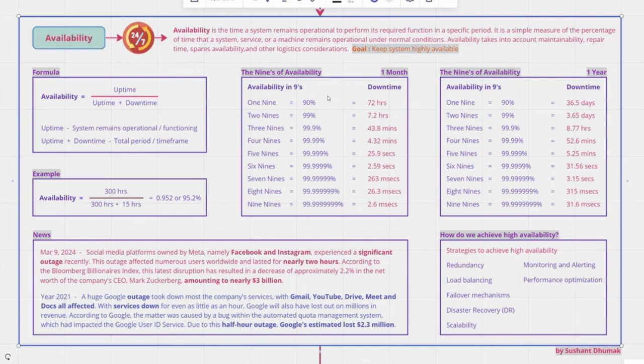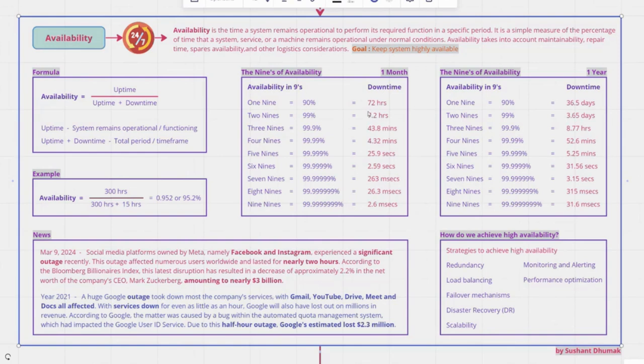And for the nines of availability, I have given two tables, one for 1 month and another for 1 year. Usually when you have a service level agreement, the cloud provider will say, we will give you availability of 3 nines or 4 nines. So what does it mean? First, 1 nine stands for only one 9 in the figure. That is 90% of the time your system will be available. That means in a month, your system may be down for 72 hours. That is a whole 3 days.